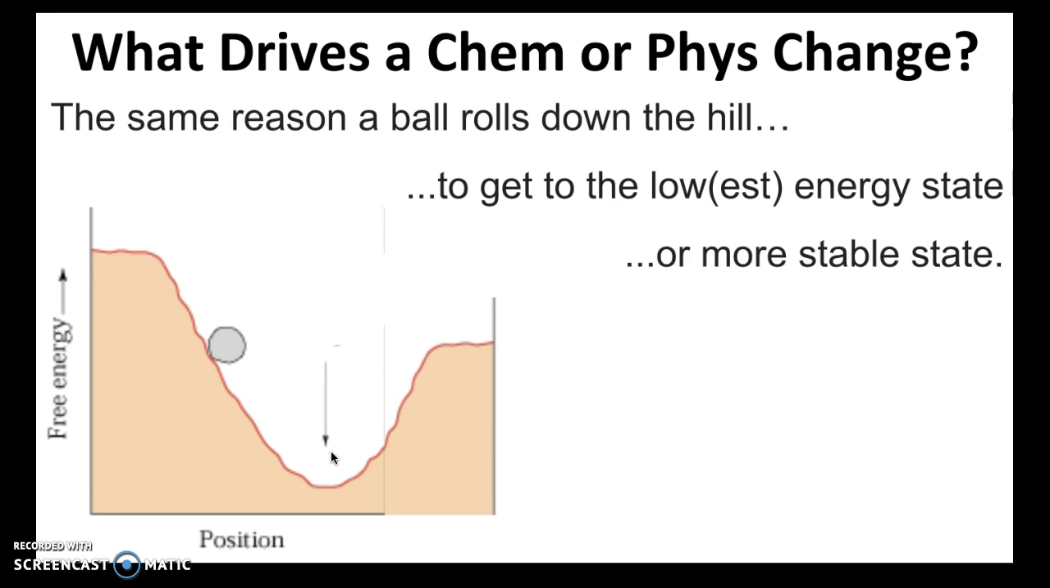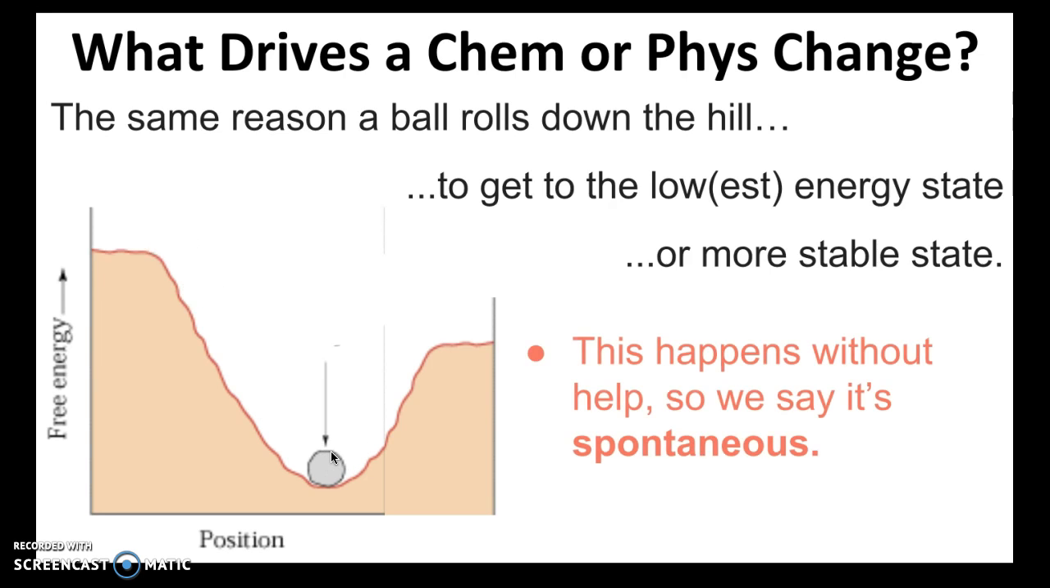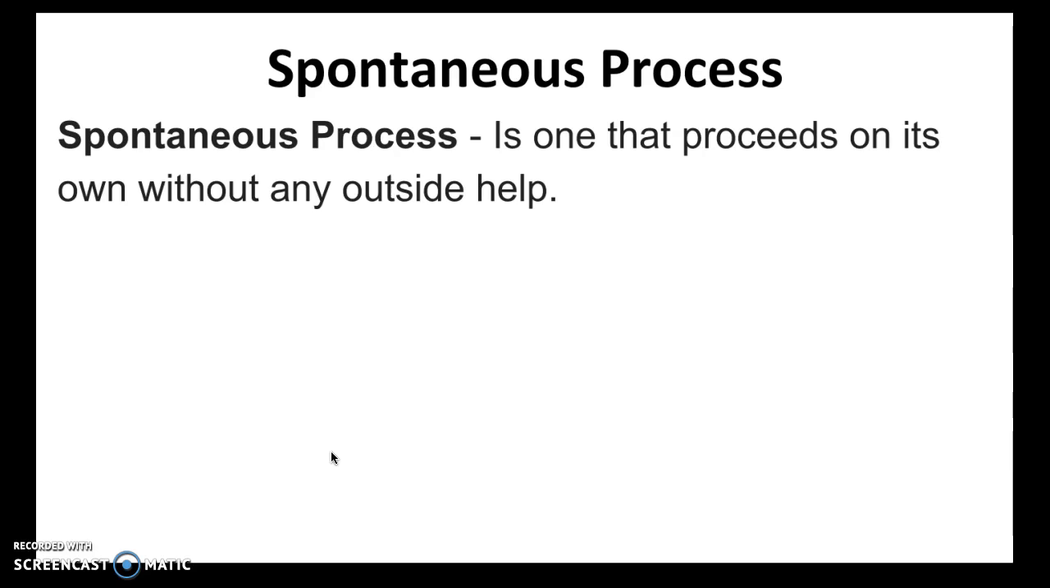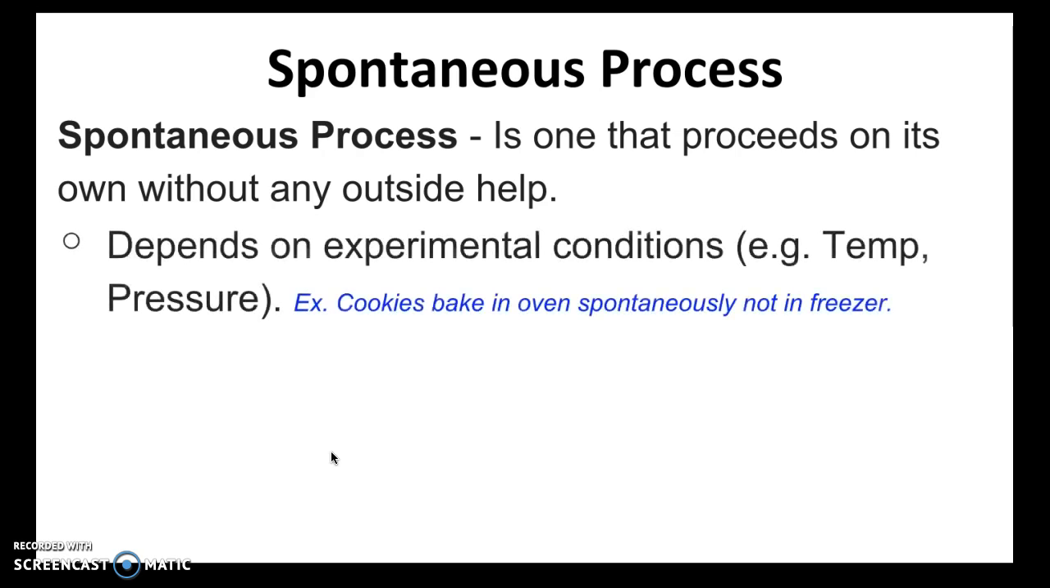Before we proceed, I want to introduce a term to you, and that is spontaneous. Let's take a look at what this means. The ball will roll down a hill on its own, so that's a spontaneous process. But if you wanted to move a ball up a hill, you would have to help it up, and that's non-spontaneous. So spontaneous means any process that proceeds on its own without any outside help. As reactions proceed to a lower or lowest energy state, that's going to happen without any outside help, in the same way you don't need to help a ball roll down a hill. That is going to depend on experimental conditions, for example, temperature and pressure are two very common ones.